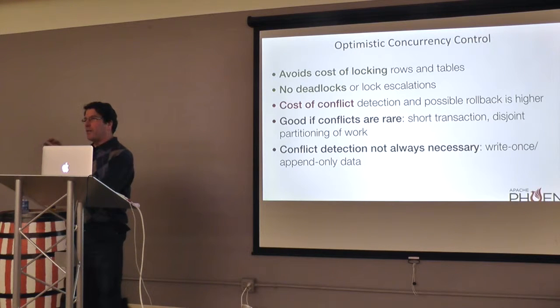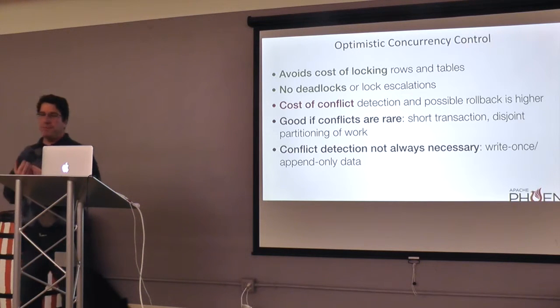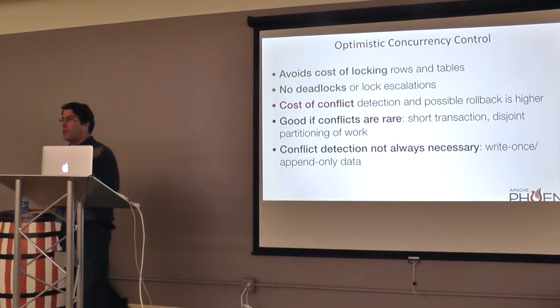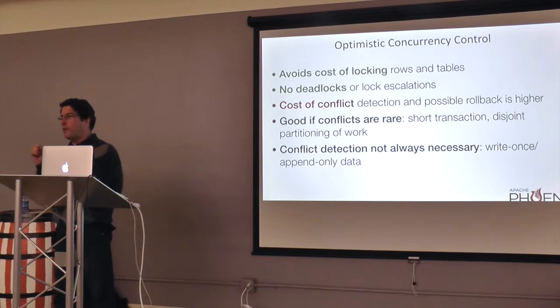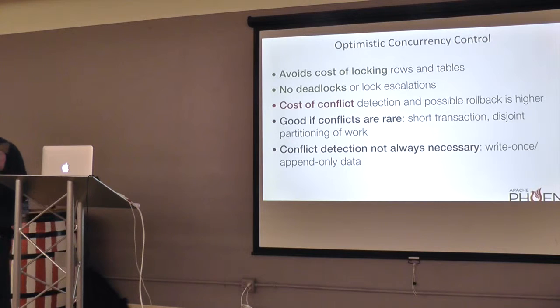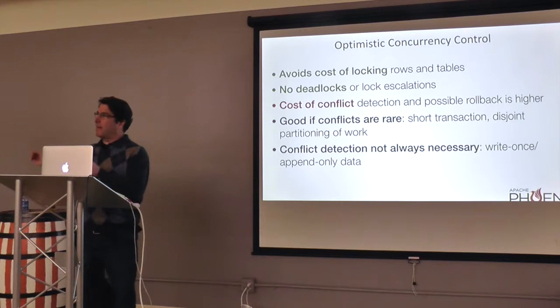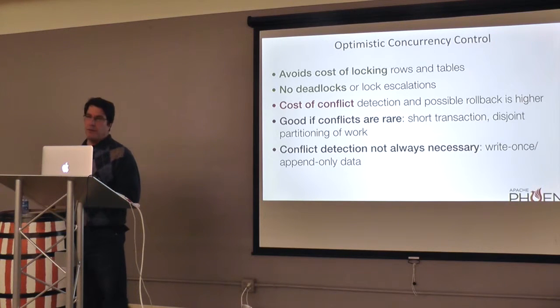In terms of a little bit deeper level, what kind of concurrency control? It's an optimistic model, and so it avoids having to do any kind of locking, so there's no possibility of deadlocking. Instead, when you commit, it sees if any other transaction has committed the same row, and if it has, then the second commit is going to fail with a transaction conflict exception, and the client can handle that in a variety of ways. There'll be a demo in a little bit to give you an idea of how that works.